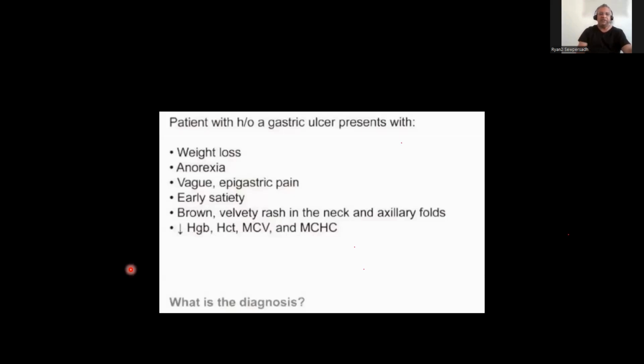A patient with a history of gastric ulcer comes in with weight loss, anorexia, vague epigastric pain, early satiety. Now, this is important. A brown velvety rash in the neck and axilla, in the flexures, you guys know, most likely acanthosis nigricans. And she has a microcytic anemia.